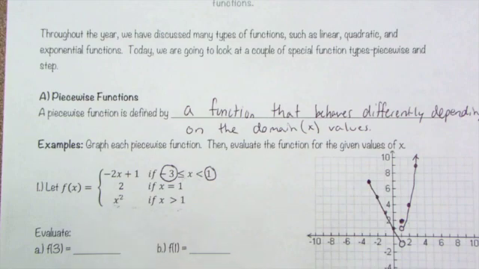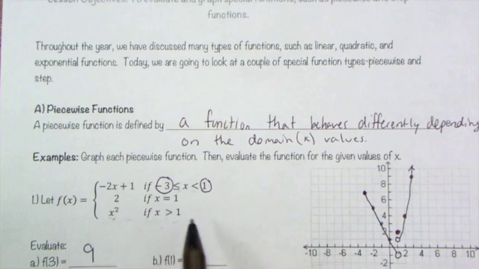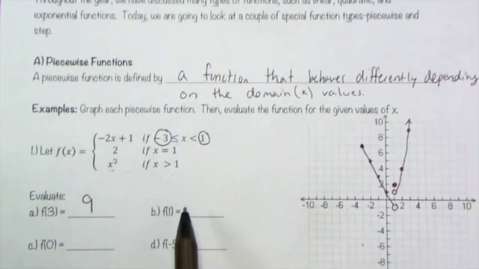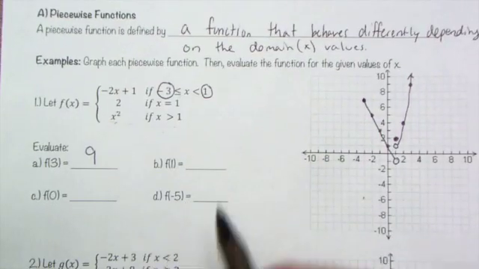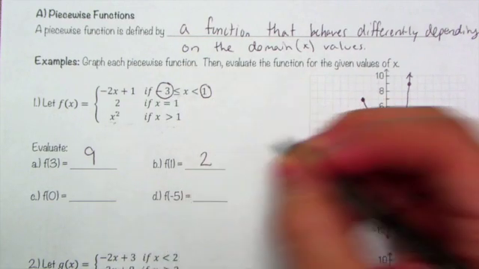3 squared is 9. Now 1. 1 does not fall into this last one because this is everything greater than 1. 1 falls into the middle where it says when x is 1. Well, when x is 1, it said that the answer is 2. So f of 1 is 2.